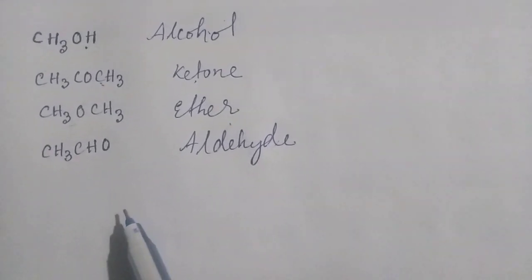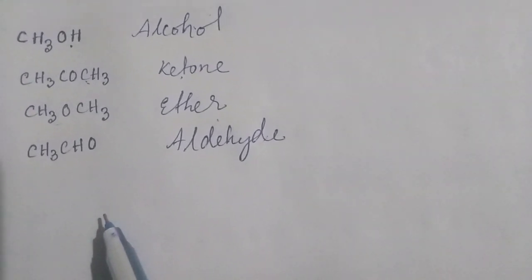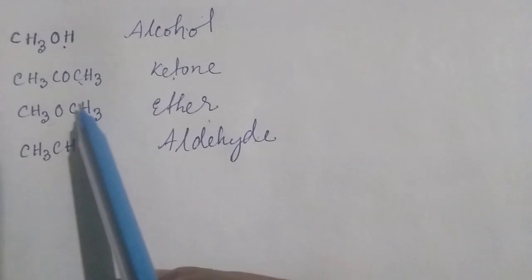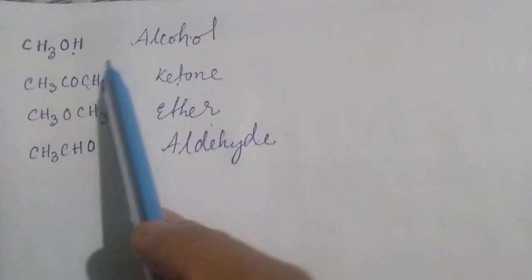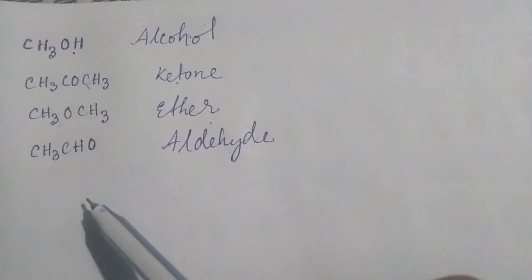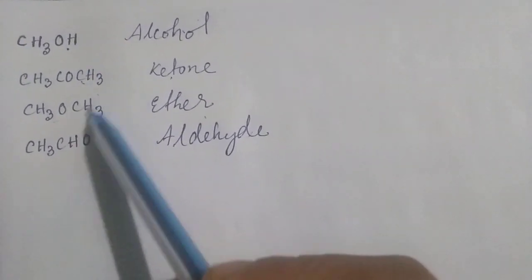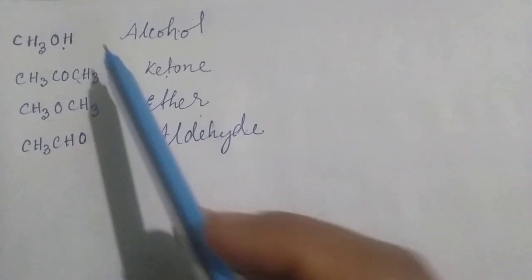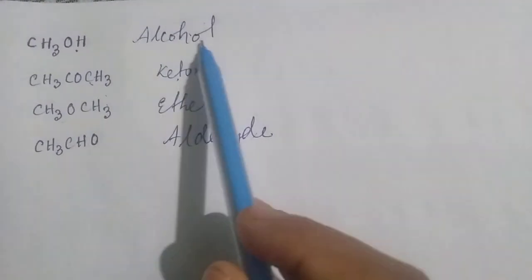Hi everyone, here I am going to talk about carbon and its compounds, and here I'll talk about carbon and oxygen. So I have written four compounds here and all contain oxygen, but let us differentiate between each of them. So whenever there is OH, it is called alcohol.